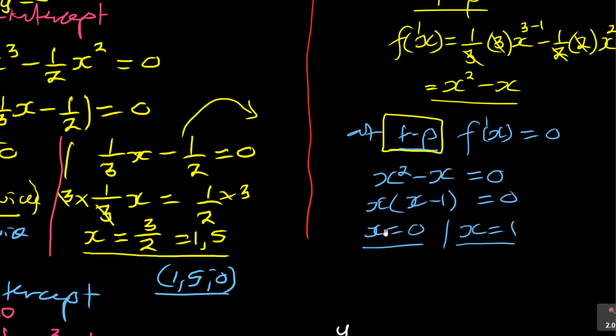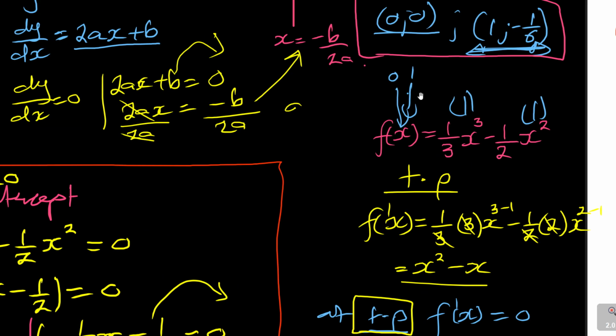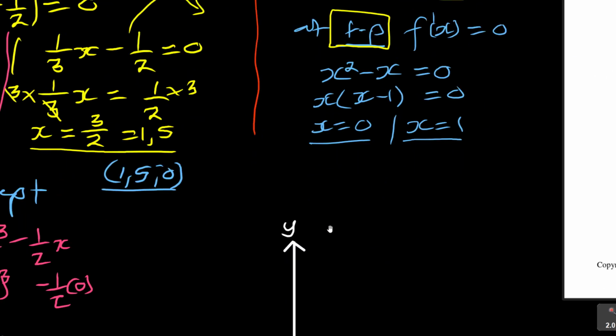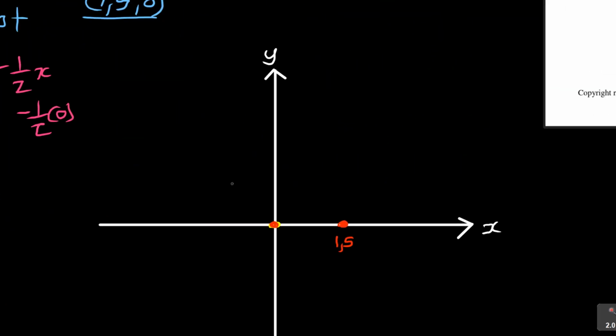Y-intercept 0, 0. Turning point again 0, 0. And the other turning point is 1. We said 1 over 6 is negative 0.33. So when x is 1 here, y is negative 0.33. You can just estimate there and say maybe it's somewhere here. Remember, this is 1.5, so I expect my 1 to be more like here.